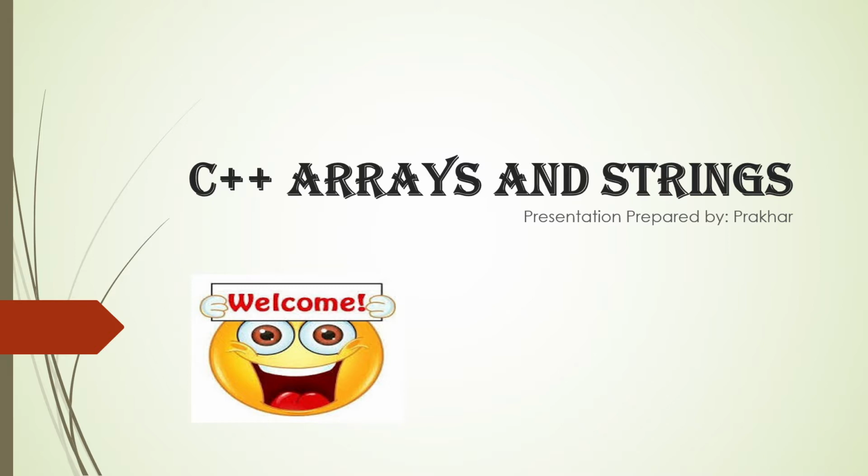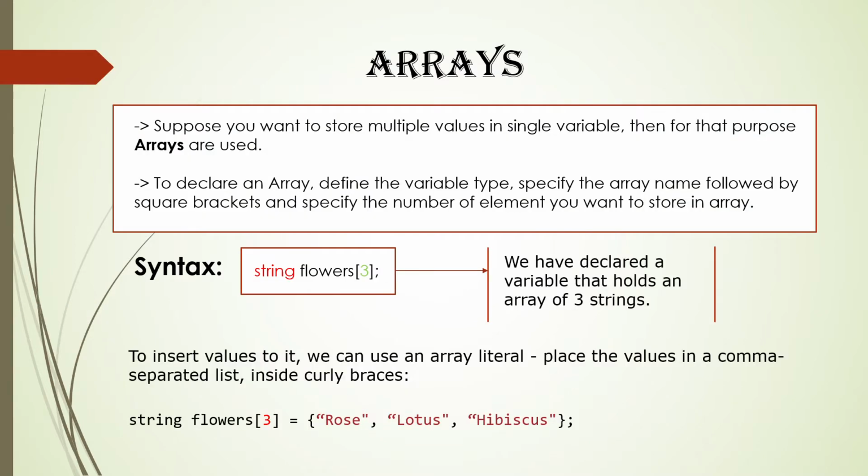Firstly, we will understand what are arrays in C++. So till now, we are storing a single value in a single variable of a particular data type. So suppose if we want to store multiple values in a single variable, then for this purpose, we have arrays in C++. Now the matter comes, how do we declare an array?